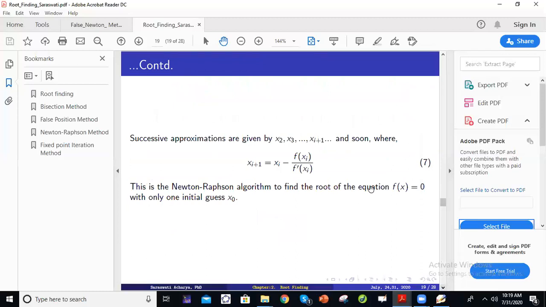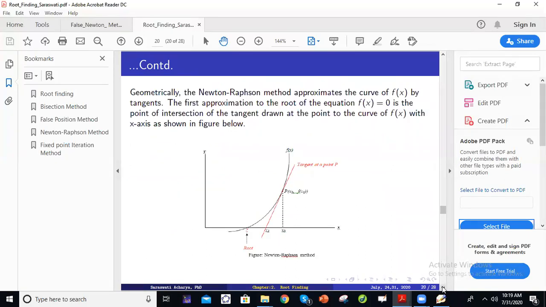Similarly, we find the successive approximation or general formula for the Newton-Raphson method to find the root of the function, xi plus 1 equals to xi minus f of xi over f dash xi. This is the Newton-Raphson formula to find the root of the function f of x equals to 0. But we need only one guess point, let's say x naught. Let us move ahead.